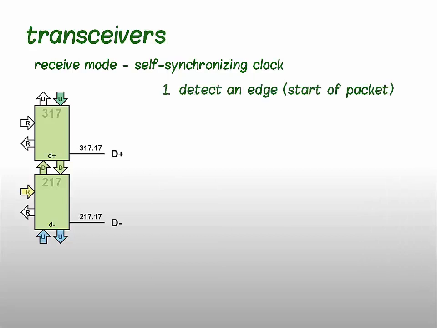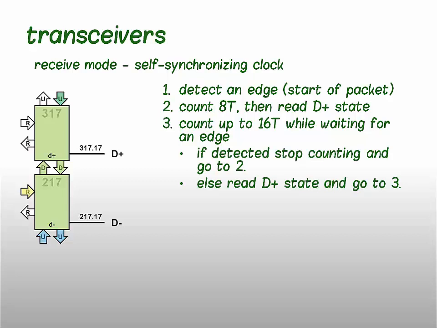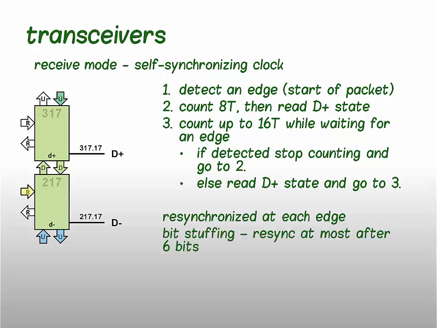Detect an edge at the beginning of a packet. It is presumably the first edge of the sync pattern. Count an 8t interval and read the state of the D plus line. Count up to 16t while waiting for an edge, and if one is detected, stop counting and go to step 2. Else, if an edge is not detected within the 16t interval, read the state of the D plus line and go to step 3. Thus the clock is resynchronized at each edge, and due to bit stuffing, we resynchronize at most after 6 bits.